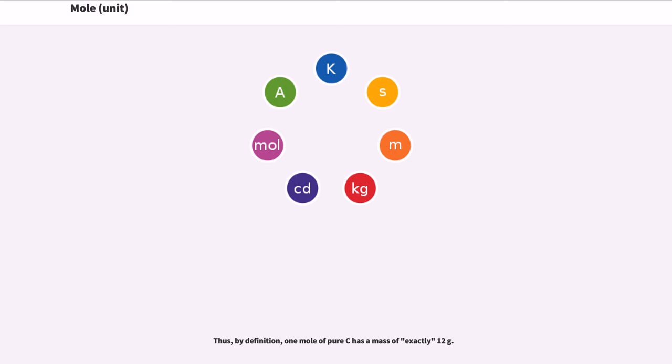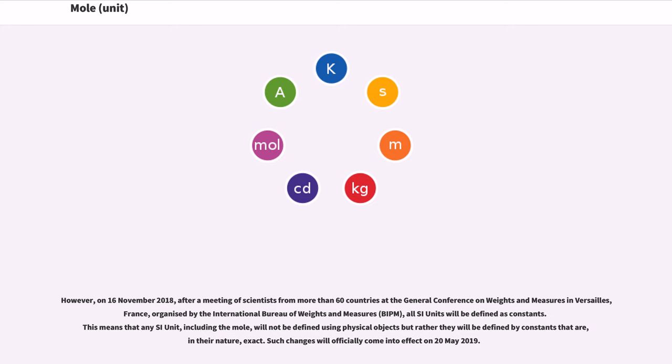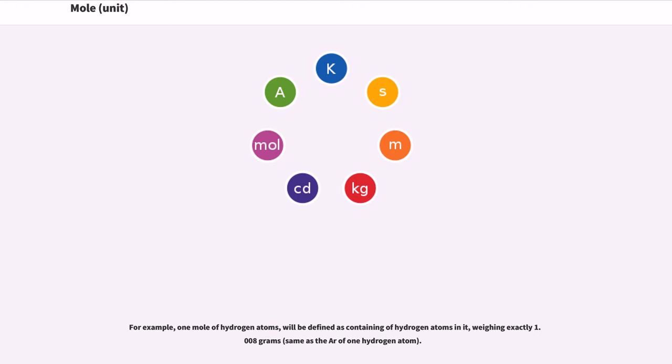Thus, by definition, 1 mole of pure C has a mass of exactly 12 grams. However, on November 16, 2018, after a meeting of scientists from more than 60 countries at the General Conference on Weights and Measures in Versailles, France, organized by the International Bureau of Weights and Measures, BIPM, all SI units will be defined as constants. This means that any SI unit, including the mole, will not be defined using physical objects but rather they will be defined by constants that are, in their nature, exact. Such changes will officially come into effect on May 20, 2019. For example, 1 mole of hydrogen atoms will be defined as containing of hydrogen atoms in it, weighing exactly 1.008 grams, same as the mass of 1 hydrogen atom.